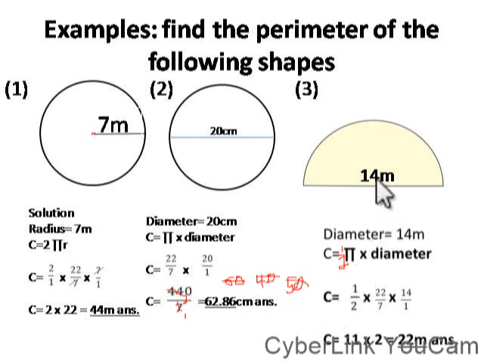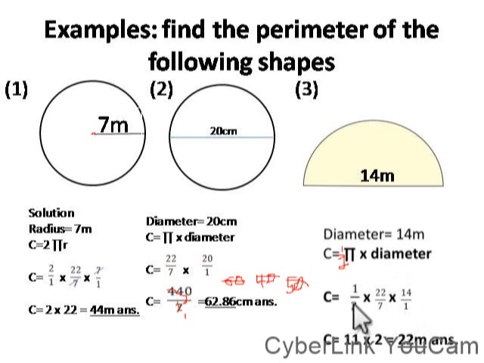That's for that one. Then for the semicircle here, diameter is being given as 14 meters, and the formula for calculating the circumference of a semicircle is half pi times diameter. You will have half here, that's 1 over 2 times. In place of pi, we have 22 over 7 times. Diameter is being given to us as 14 over 1.